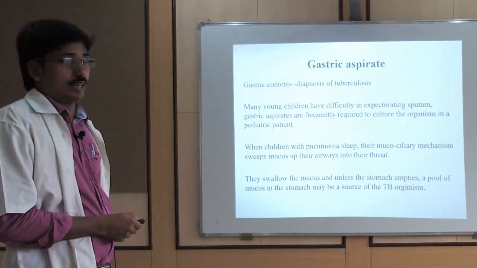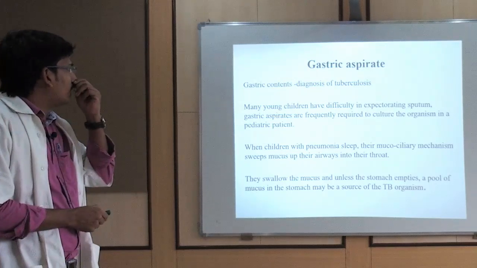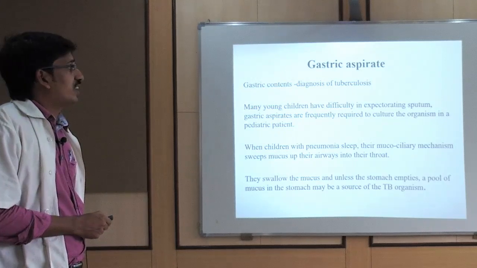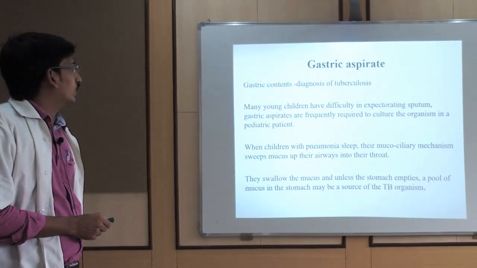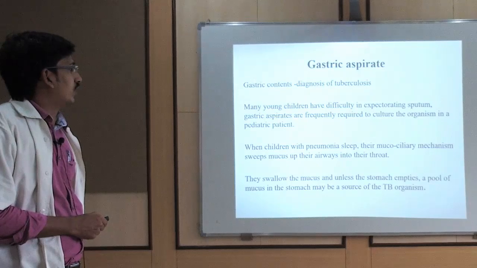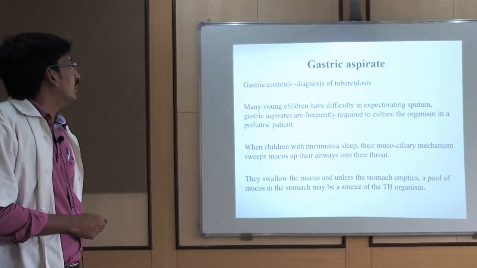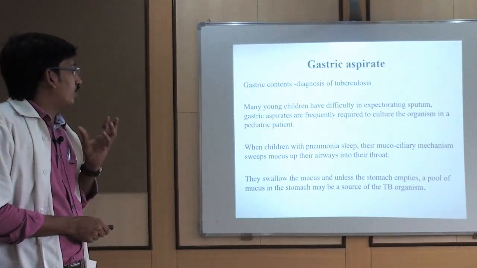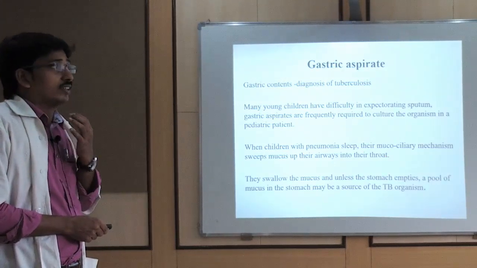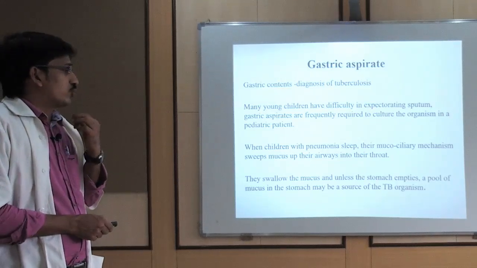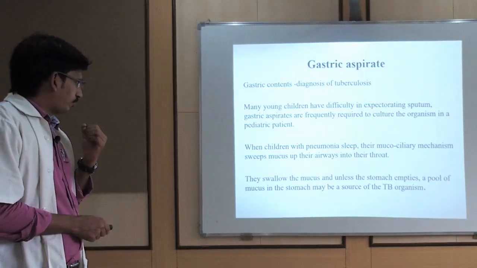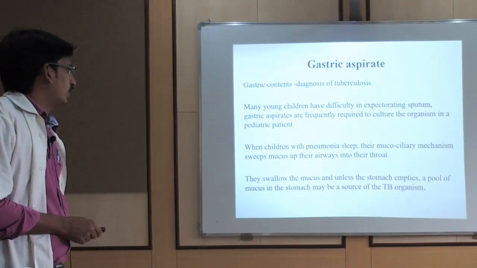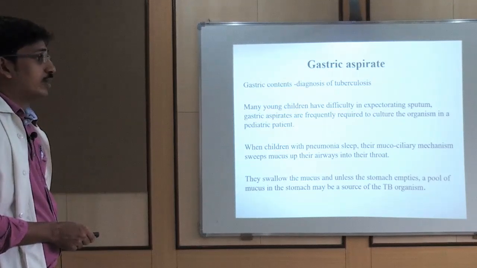And coming to gastric aspirate, the gastric content is mostly used for TB detection. Some young children have difficulty expectorating a sputum sample. In that situation we recommend gastric aspirate, because when children with pneumonia sleep, through the mucociliary mechanism the mucus comes up into the upper respiratory tract, reaches the throat region, is swallowed by the child, and then enters the stomach. The stomach contents are then a rich source of TB organisms.